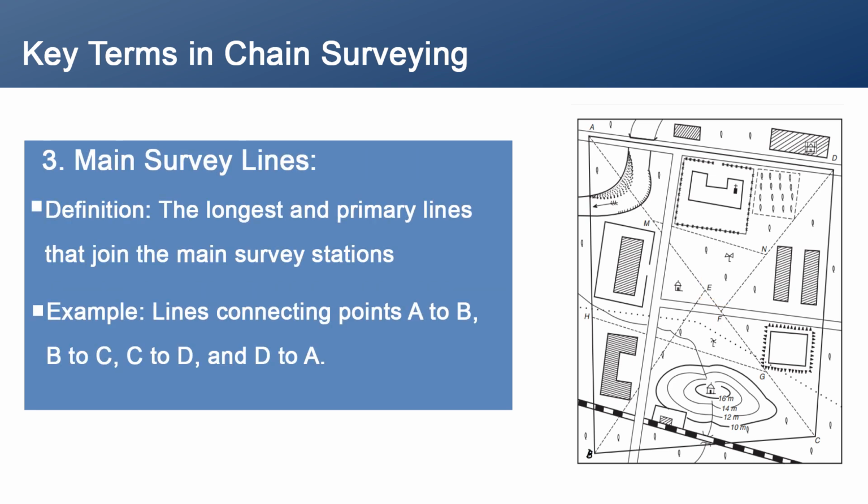Next is the main survey lines. These are like the main walls of a room. They are the longest and most important lines that join the main survey stations. In your survey, if you have lines connecting points A to B, B to C, C to D and D to A, these are your main survey lines.